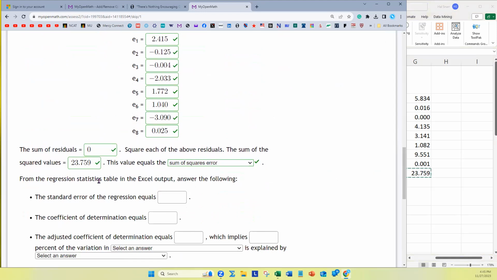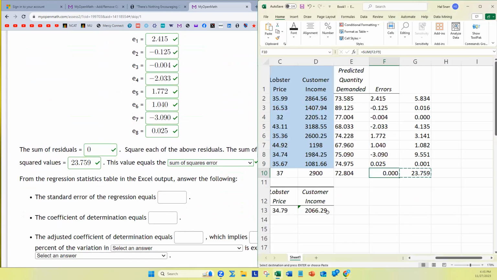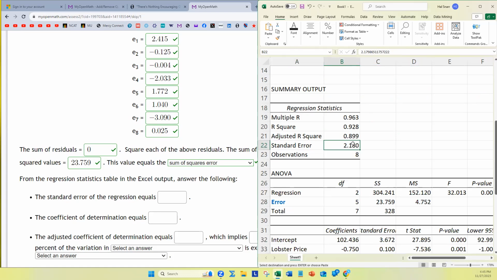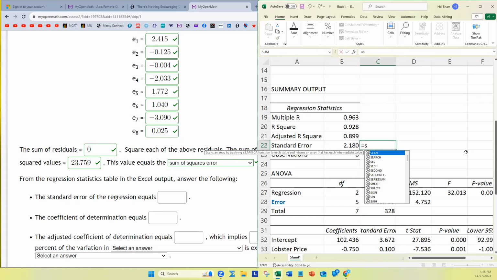From the regression statistics table in the Excel output, answer the following. Now we're looking at this part of the table, right? Regression statistics. The standard error of the regression is this value. Now, how do we get this value here? Well, we're just taking the square root of the mean square error. If I take the square root of the mean square error, I get the standard error of the regression.